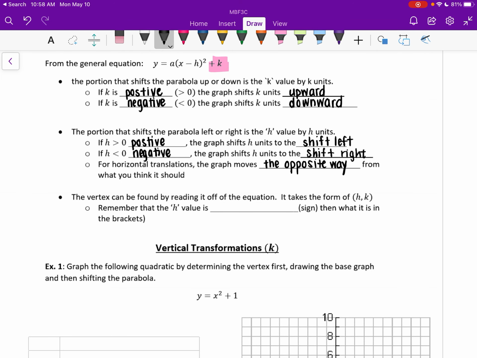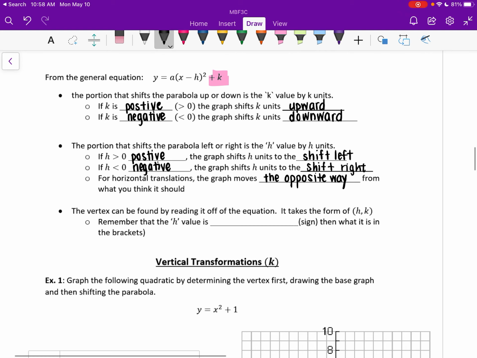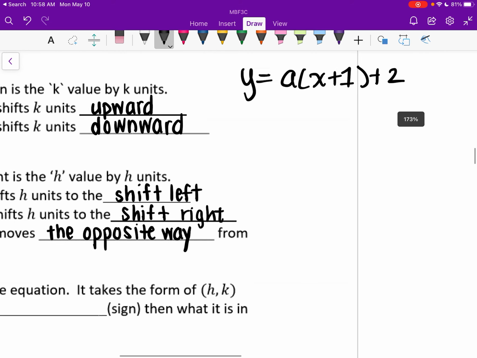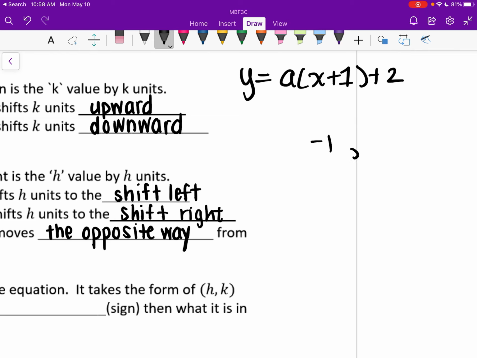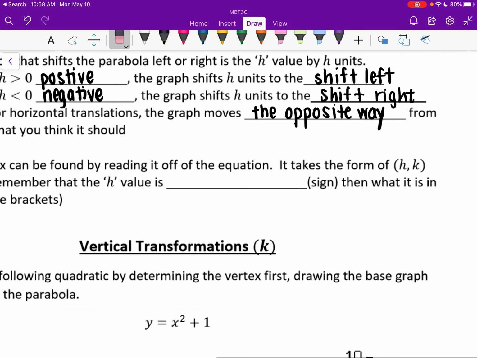The vertex can be found by reading off of the sign, and it takes the form (h, k). So if I wanted to read the vertex for something like y equals a(x plus 1) plus 2, right? I would take the 1, change the sign, so it'd become -1, and then 2. Because this is h, this is k. So the k sign stays the same, but the h changes its value to a negative or a positive. So the h is the opposite than what it was inside the equation.